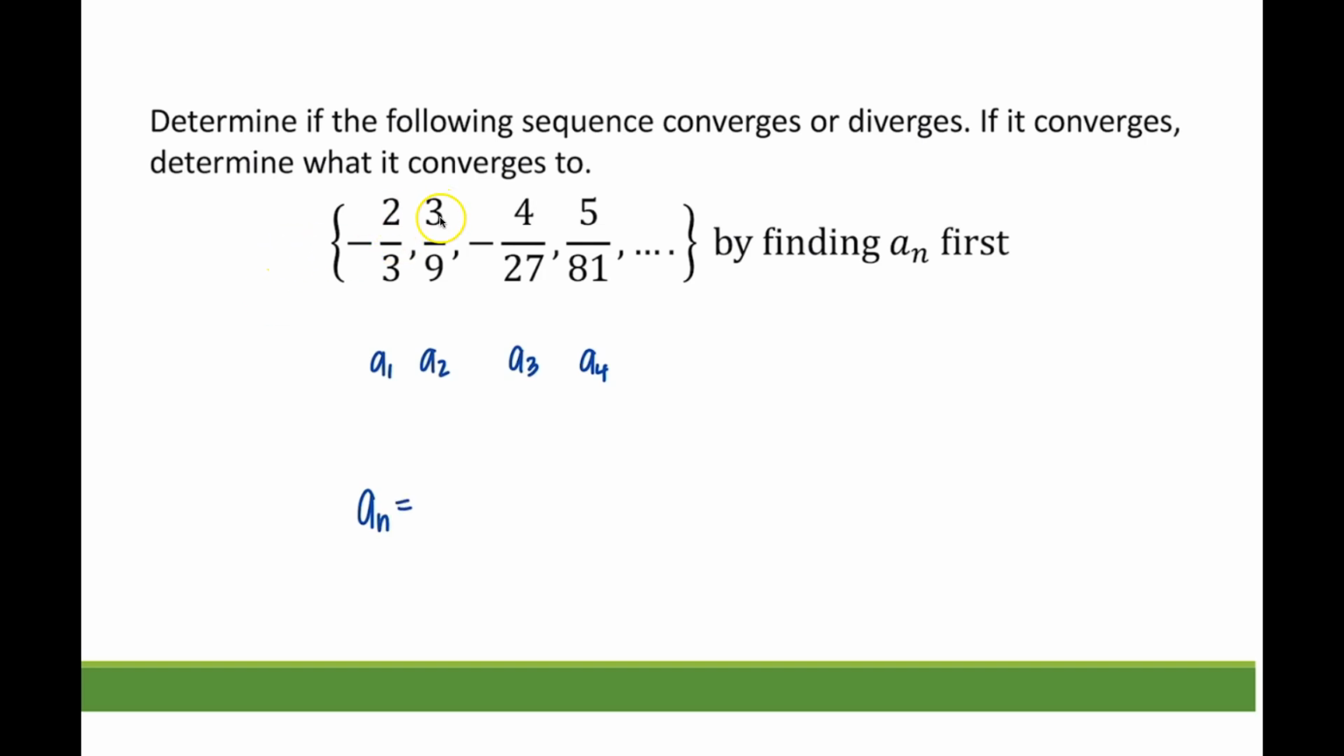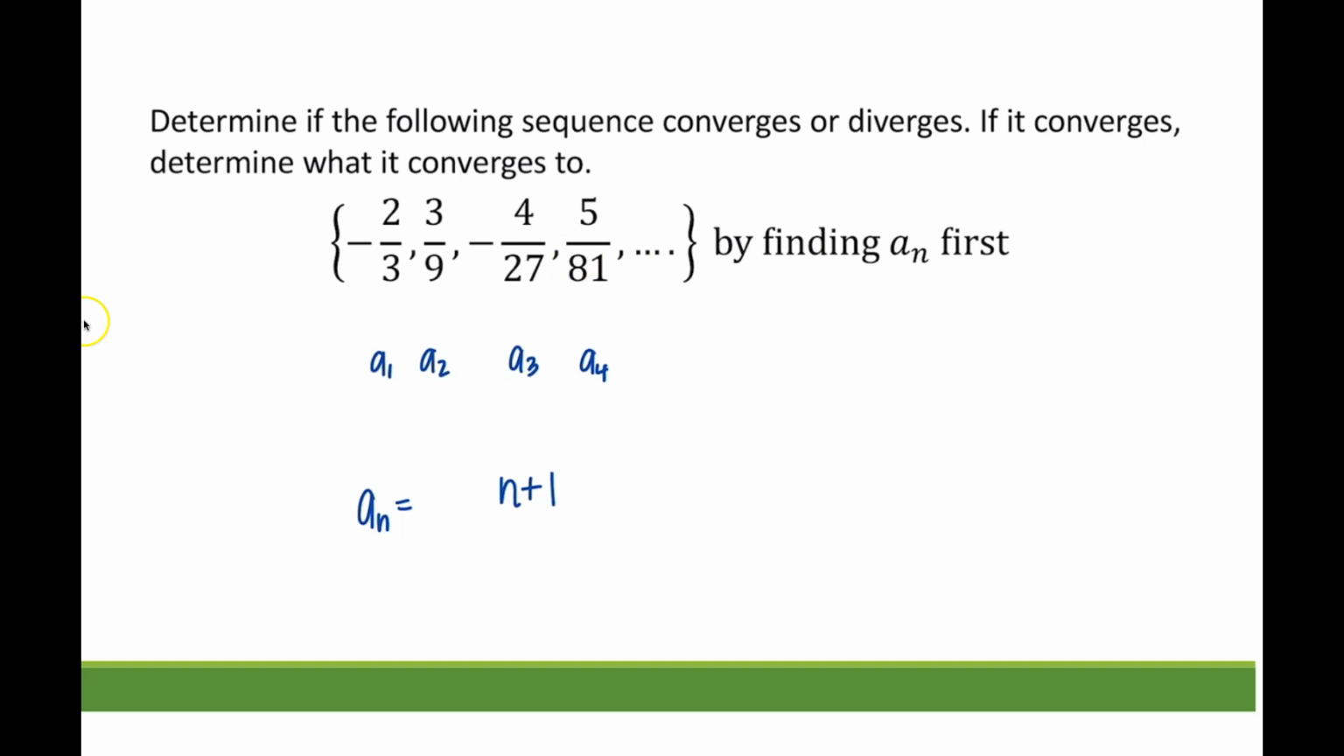I'm going to focus on the numerator first. So the subscript 1 corresponds to an output in the numerator of 2. The subscript 2 gives us an output of 3. The subscript 3 gives us an output of 4, and 4 gives us an output of 5. So the numerator is always 1 bigger than that subscript. So that means that the numerator's pattern formula is going to be n plus 1.